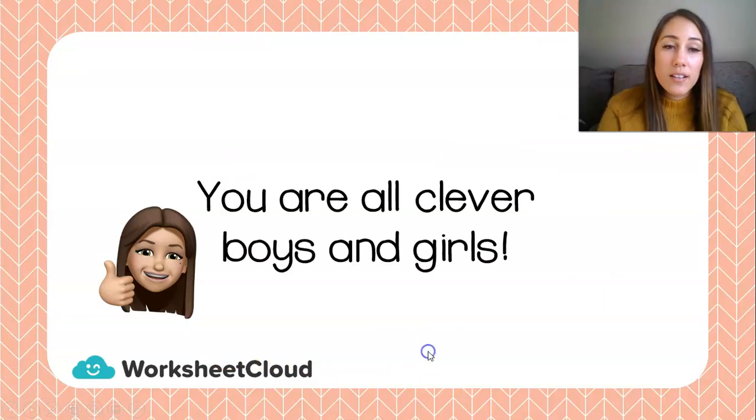So, grade 3s, you are all very clever boys and girls because not only did you identify, remember identify means look for or decide, not only did you identify which tense the sentence was in, you were able to now change the sentence from one tense to another. So if I can change a sentence in the present tense to the future tense, I can also change it from the future tense back to the present tense or to the past tense.